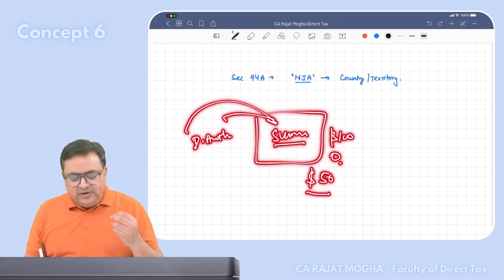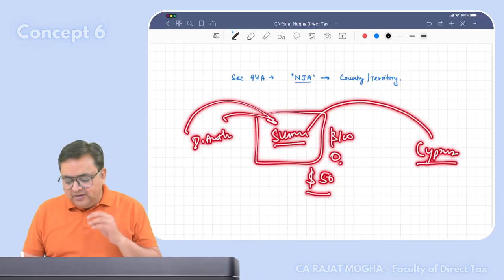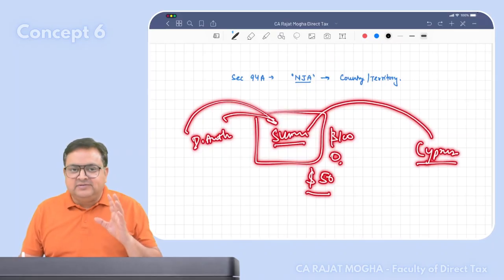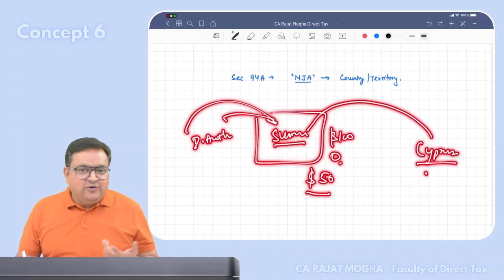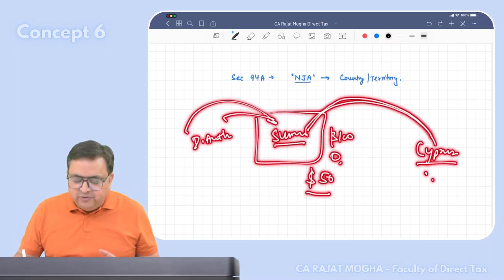All the money, what they have done, they have taken it from Switzerland to Cyprus. And Cyprus was an NJ. So Cyprus will not share the information with us. I'm actually giving you the history. So Cyprus will not give the information. So what these people have done is they have actually moved all their black money to Cyprus.